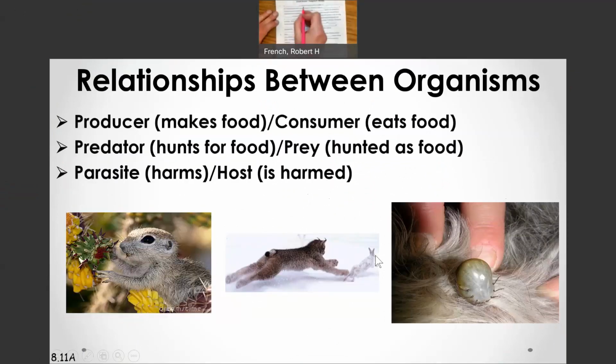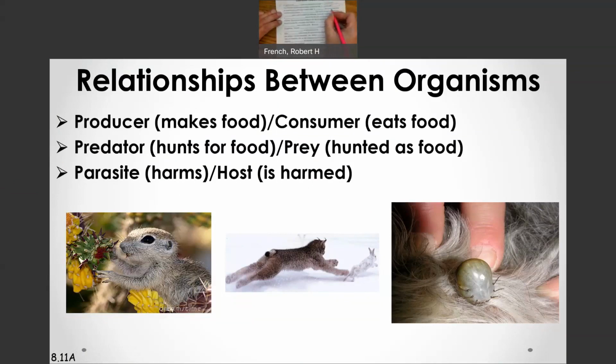All right, so a blank is a plant that makes food from sunlight. That would be a producer. A blank is an animal that eats other organisms, plants, or animals. That would be a consumer. Very good. A blank is an animal that hunts and kills other animals for food. That'd be a predator.